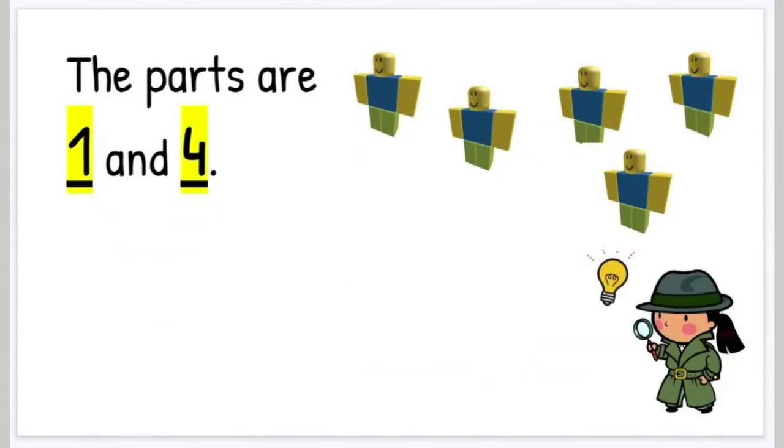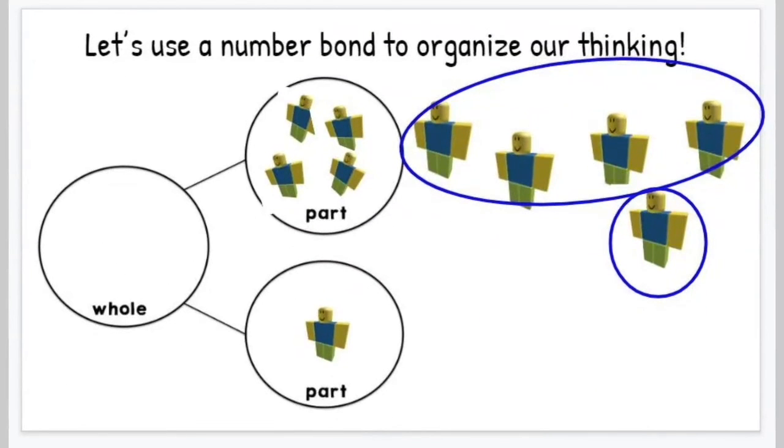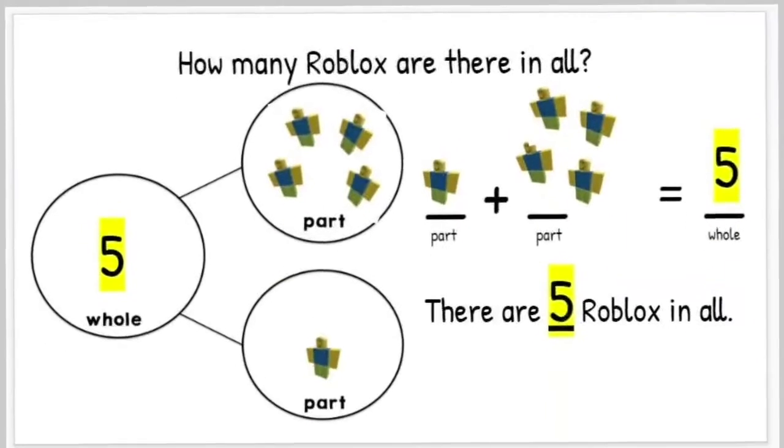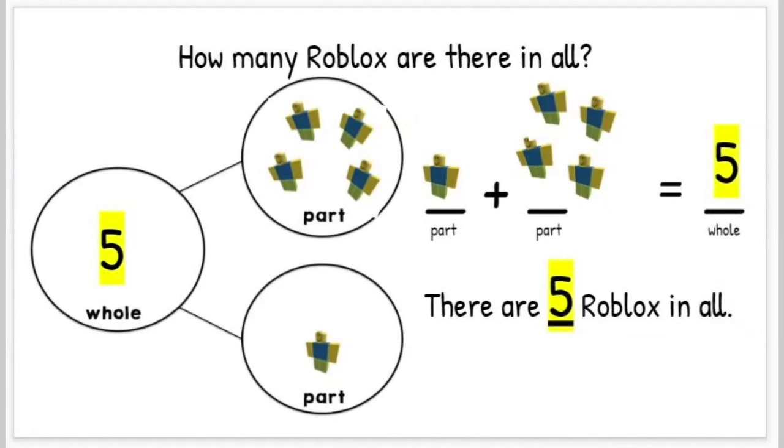Okay, we want our hidden parts to be 1 and 4. Let's use our number bond to organize our thinking. And let's use a number sentence to organize our thinking. How many Roblox are there all together? 1 Roblox plus 4 more is how many total? Did you say 5? There are 5 Roblox in all. Very good.